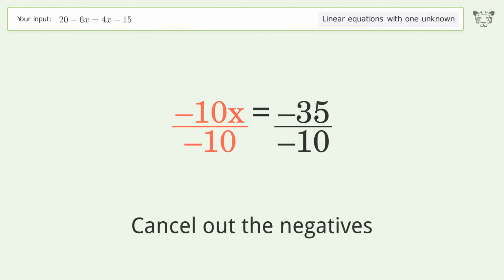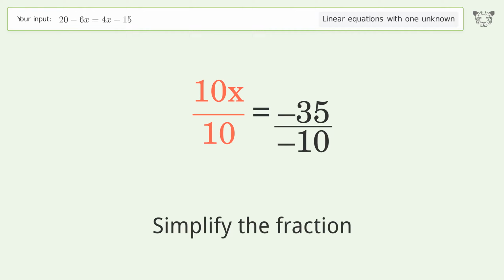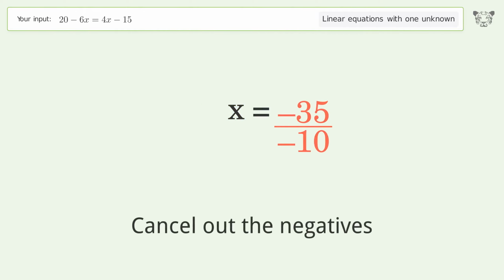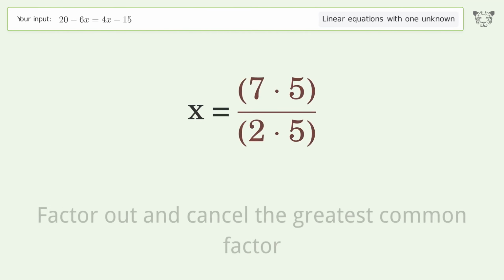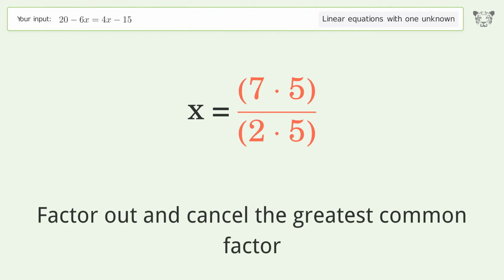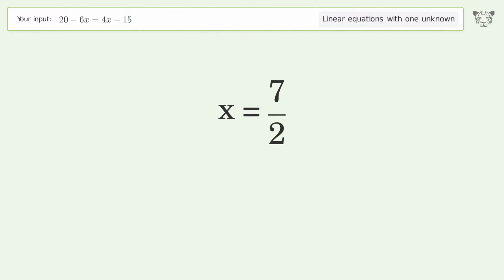Cancel out the negatives. Simplify the fraction. Cancel out the negatives. Find the greatest common factor of the numerator and denominator. Factor out and cancel the greatest common factor. And so the final result is x equals 7/2.